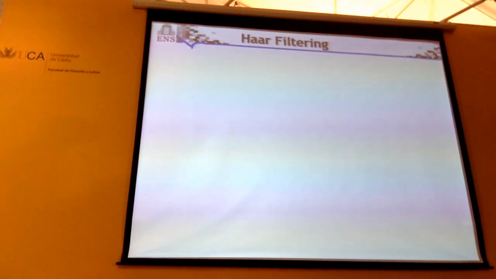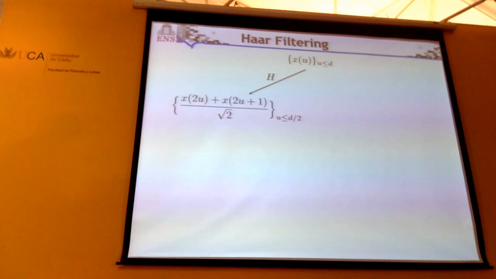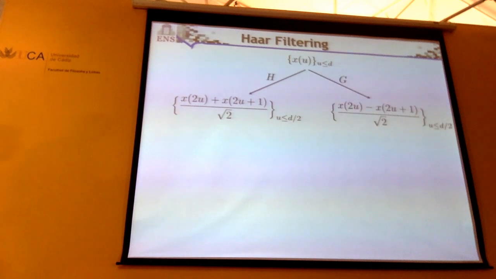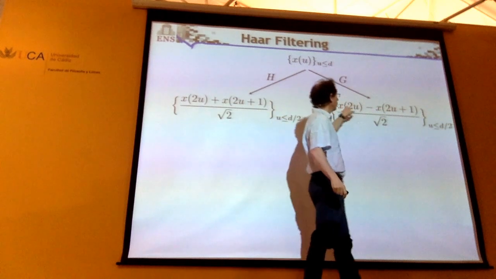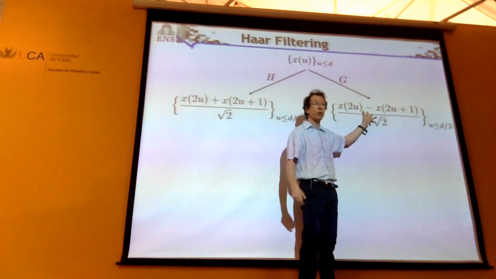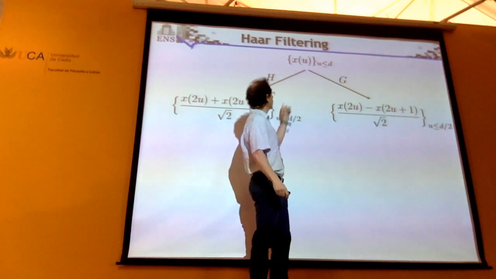Now, Haar wavelet. If you make an average, you've lost information. You have 2 points, you got the average. What do you lose? The difference. Okay, let's get the difference. This is a different filter. It's a filter which is going to compute the difference between two consecutive points. If you have this and this, you can reconstruct this.